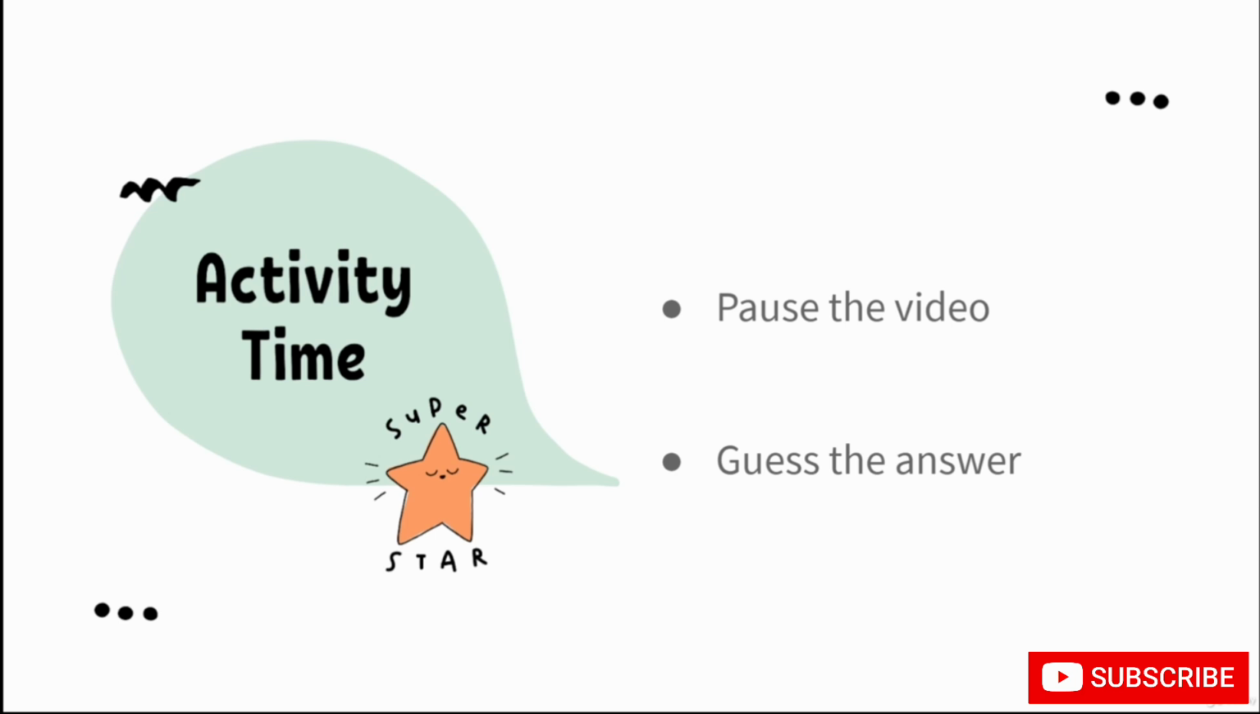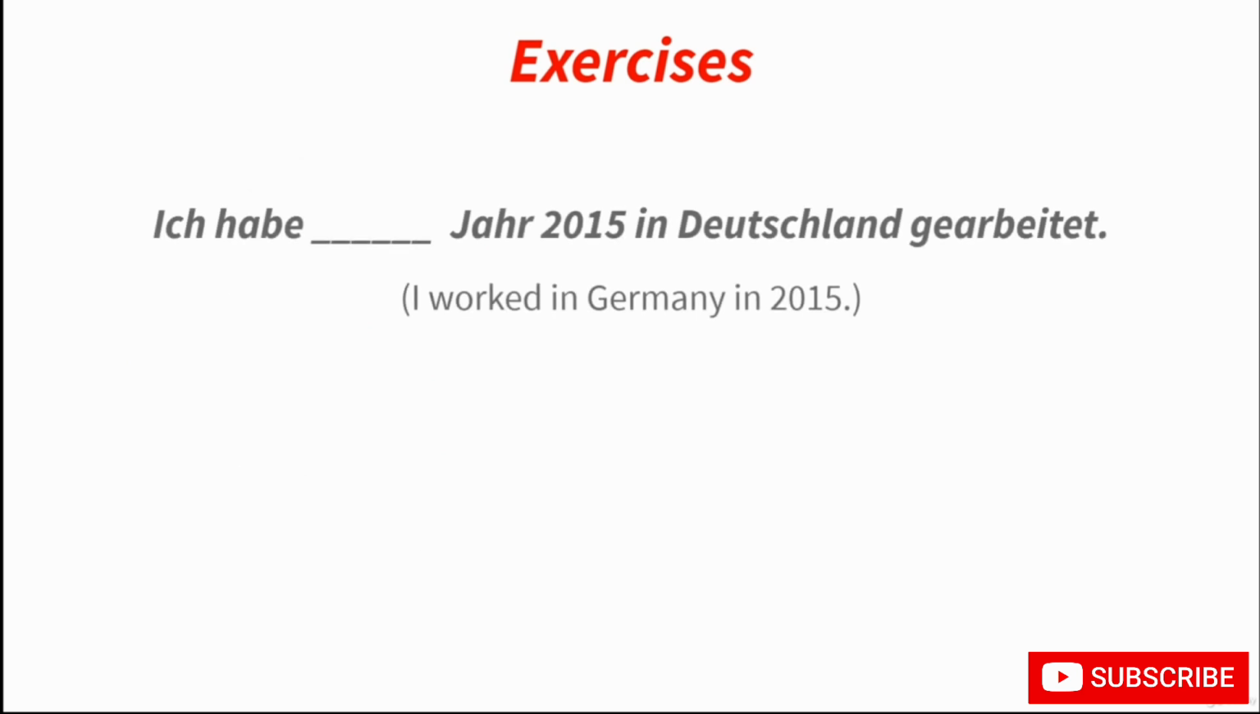I want you to pause the video and try to guess the answer. What can be the answer? Im or nothing? Let's start. In English, I worked in Germany in 2015. What do you think is the answer? It must be im. Why? Because here we are emphasizing Jahr. That's why im must be used.